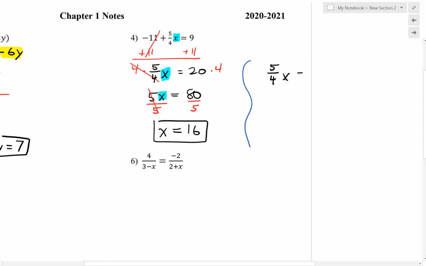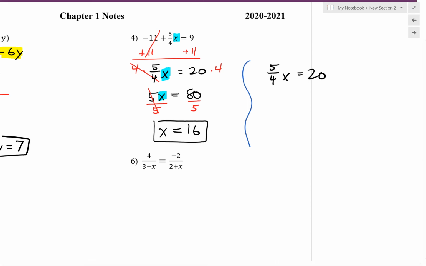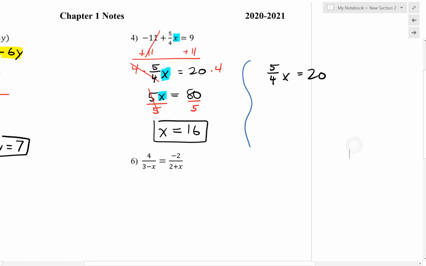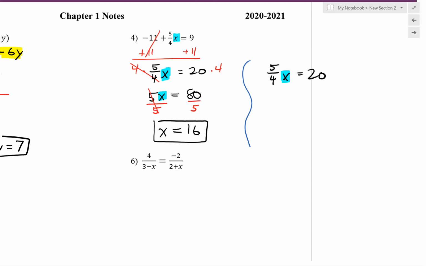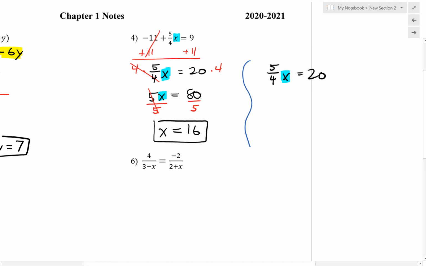An alternative approach that I prefer is when you get to the point where we have 5/4 x equals 20, we can actually finish the problem in 1 step from here. So when you're multiplying a variable by a fraction, you can undo it by doing the inverse, which is multiplying by the reciprocal. So the reciprocal of 5/4 is 4/5. So we're simply going to multiply both sides by 4/5, because on the left-hand side, the 4's and the 5's cancel, and that leaves us with x equals.